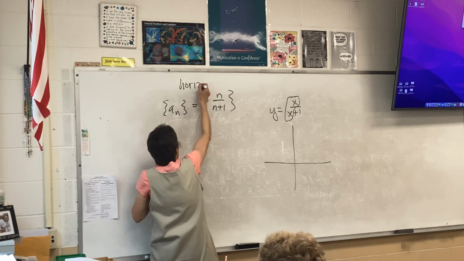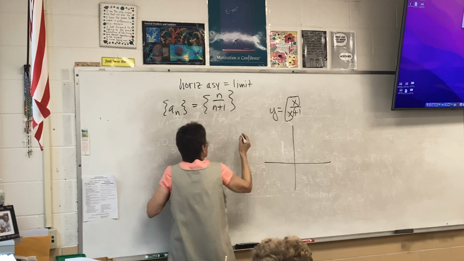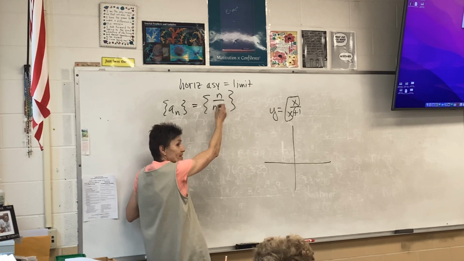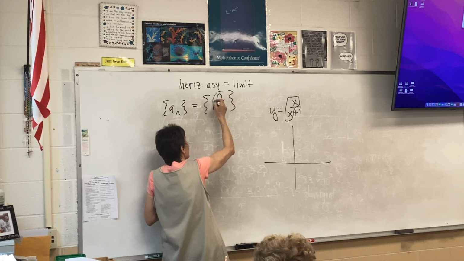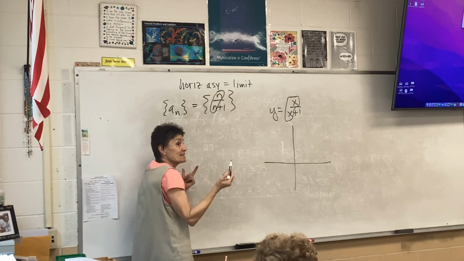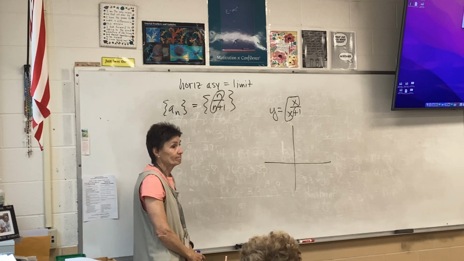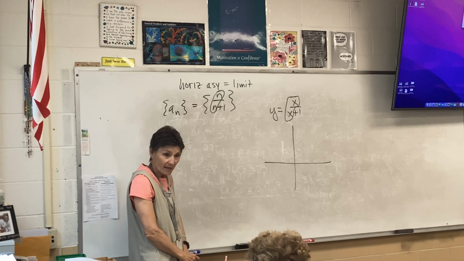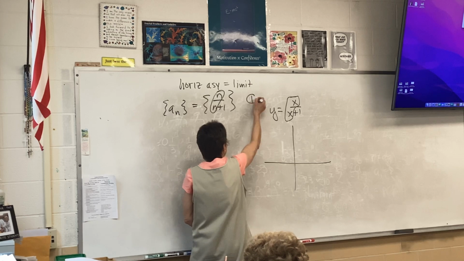So I'll write that down. The horizontal asymptote is the limit. So when your problem is written this way, as a fraction like this, you're going to look at the highest power, this time it's n's. So the limit of this would be what? 1, n over n. So this limit is 1.